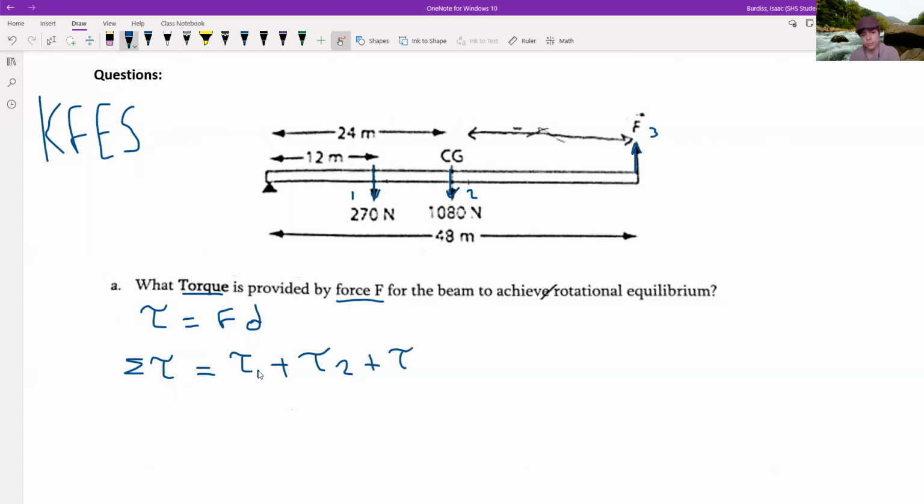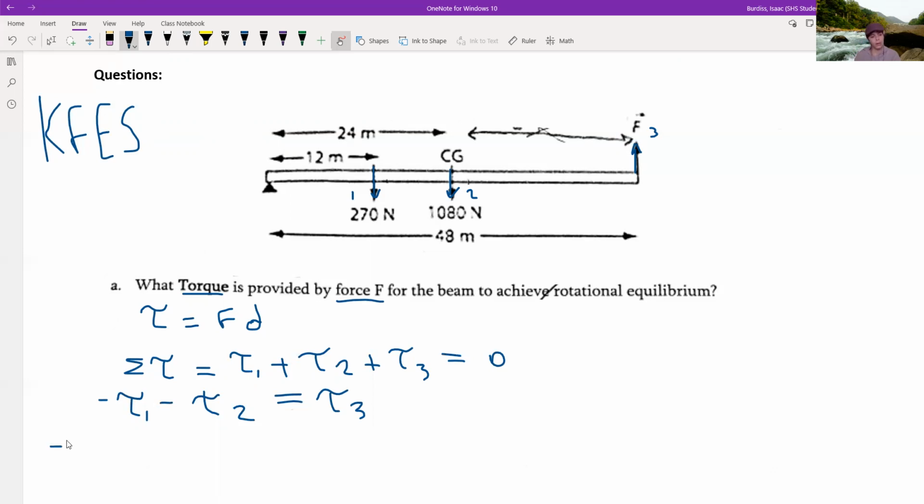So here are the torques. And if we're trying to find number 3, then we have to get it by itself. So we subtract number 1 and 2. So negative torque 1 minus torque 2, because we subtracted them both on the other side. And by the way, this equals 0. That's why we can do that. And then that equals torque 3. I'll just put it over here.